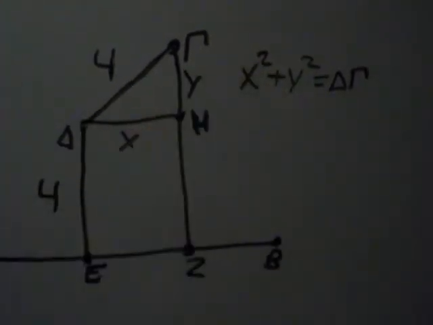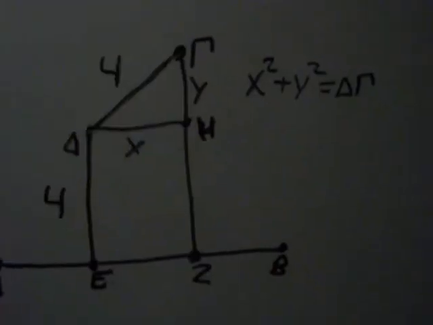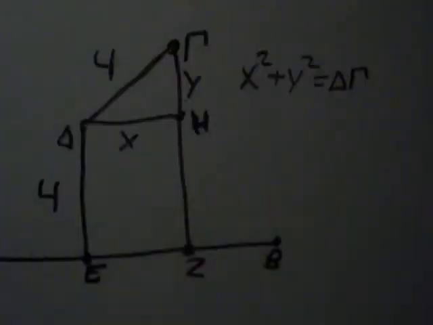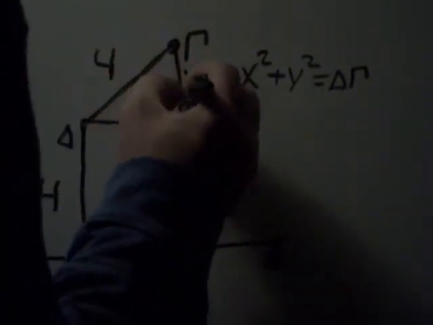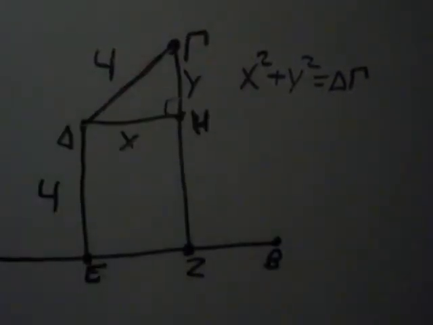Does this remind you of anything? Well, it should. It should remind you of the Pythagorean theorem. I'm going to say that again. It should remind you of the Pythagorean theorem. That's what this is. That's why we have this 90-degree angle right there. Get it? Good. Okay.